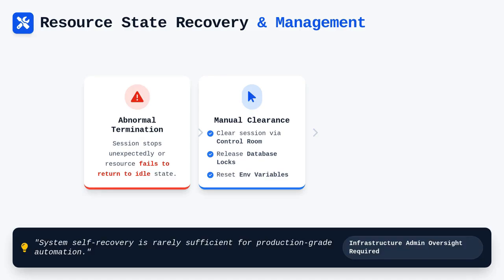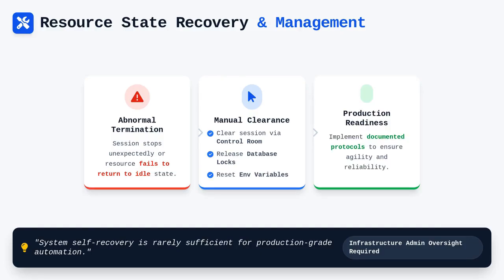Relying on the system to recover itself is rarely sufficient for production-grade automation. Instead, you must ensure that your manual intervention protocols are documented and consistent. By mastering these manual operations, you guarantee that your digital workforce remains agile and capable of responding to real-world business requirements that fall outside the scope of purely automated schedules.